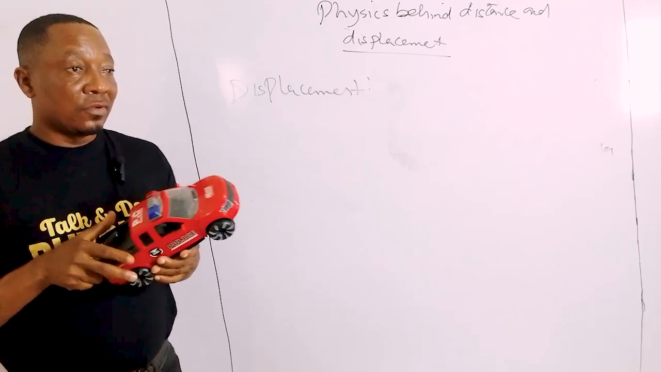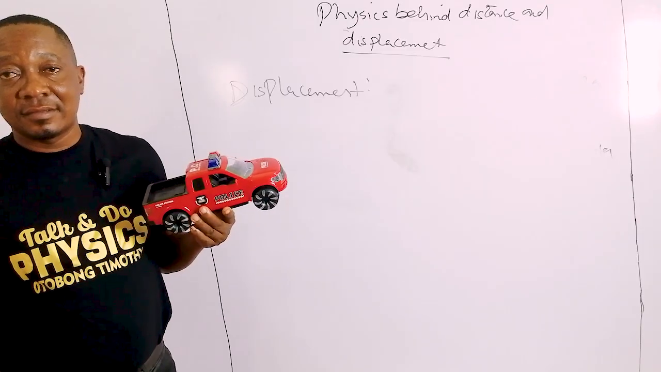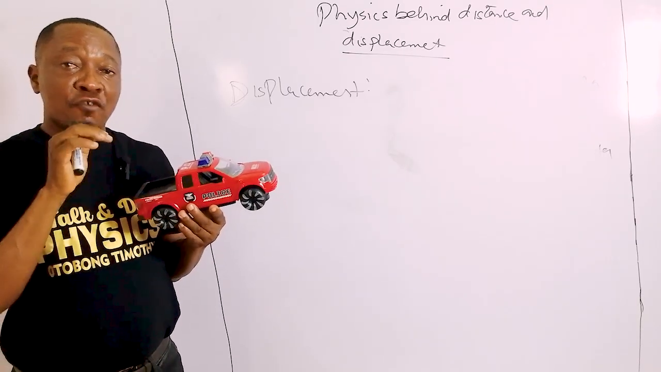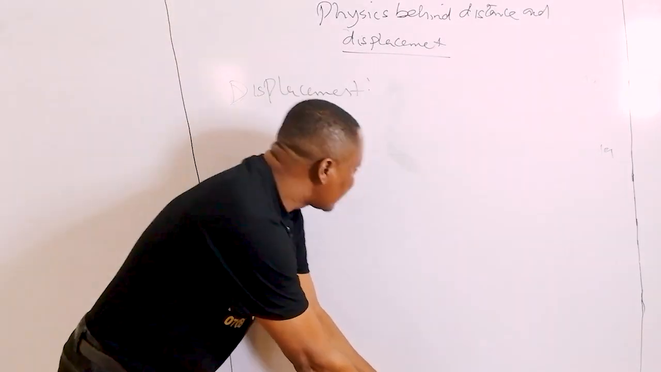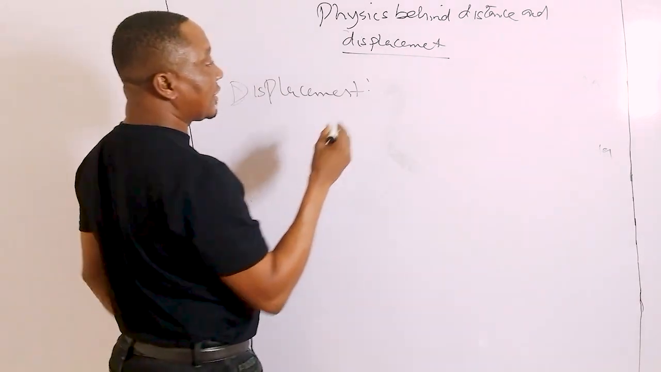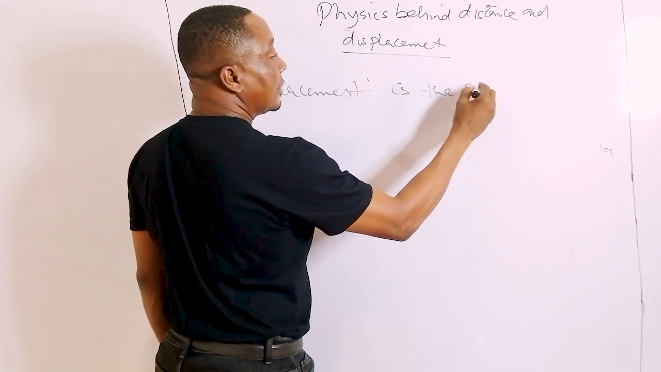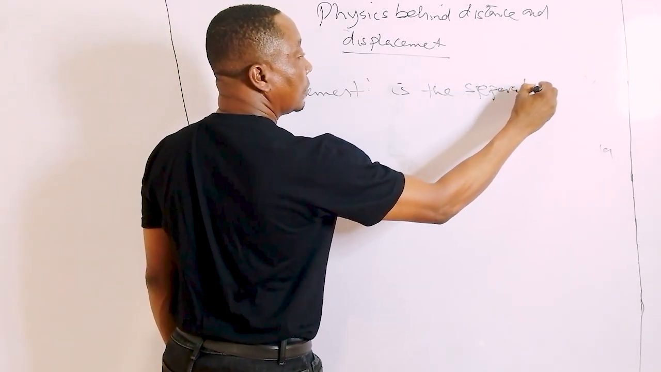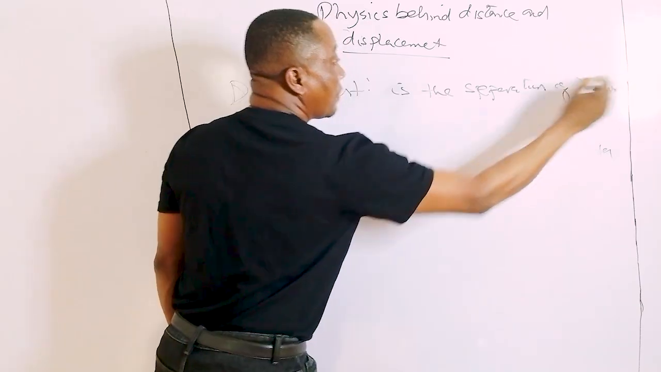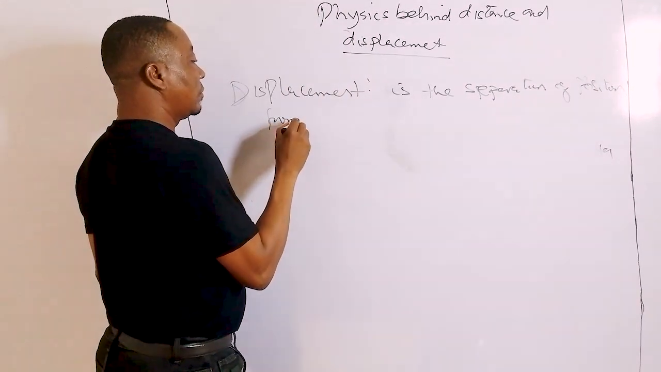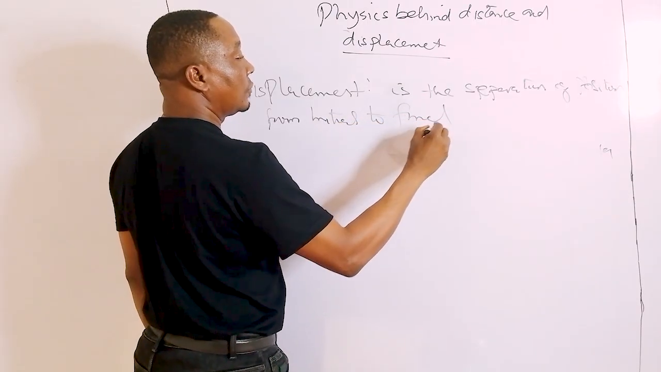If I move this car now, the car will change its position. When the car changes its position, that is distance. When the car changes its position from one point to another, that is what we mean by distance. For instance, we have distance is the separation of position from initial to final position.